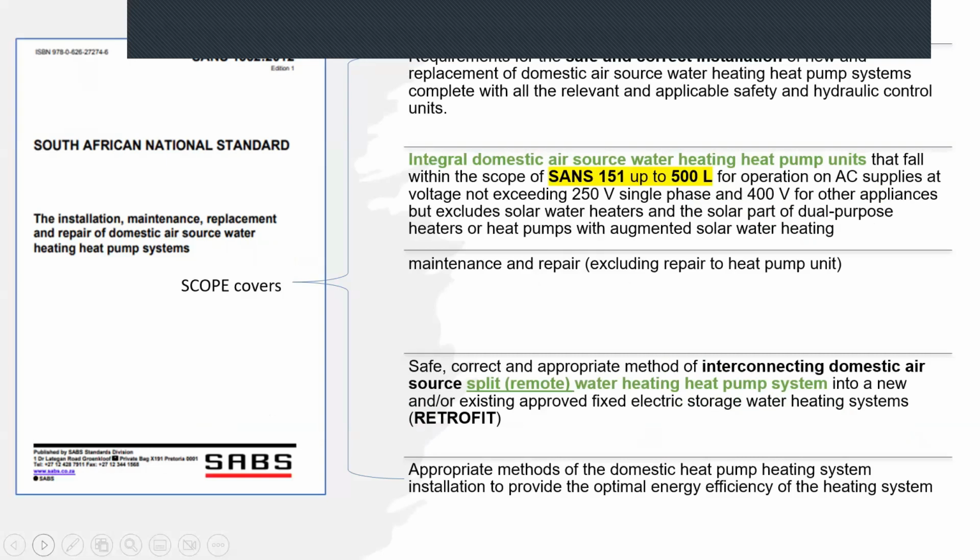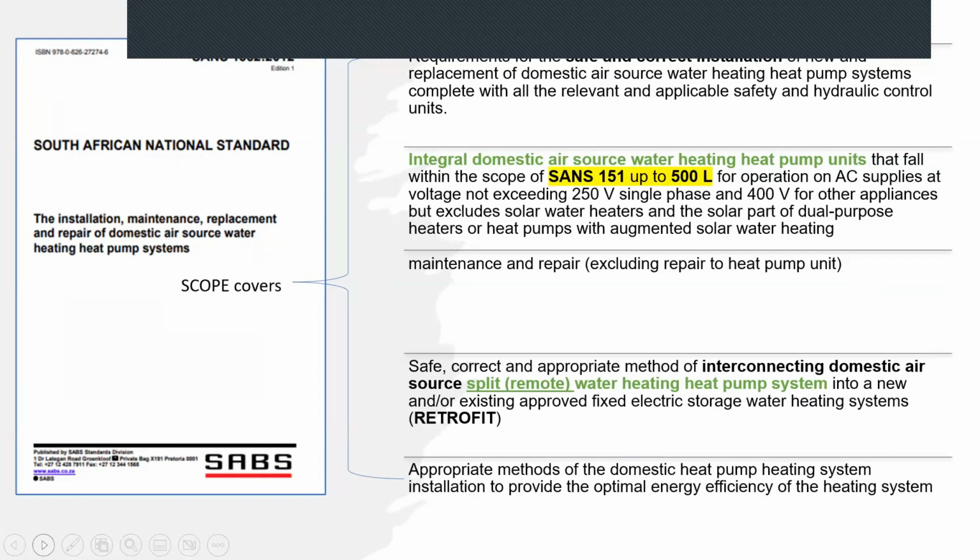So which installation standard is used for the installation, maintenance, replacement, and repair of domestic air source water heat pump systems? Well, that is SANS 1352. Within the scope, and I'm not going to read everything to you, but I thought it was very important just to say that the scope of 1352 basically covers the following. It covers the requirements for the safe and correct installation of both new and replacement domestic air source water heat pump systems, complete with all the relevant and applicable safety and hydraulic control units.